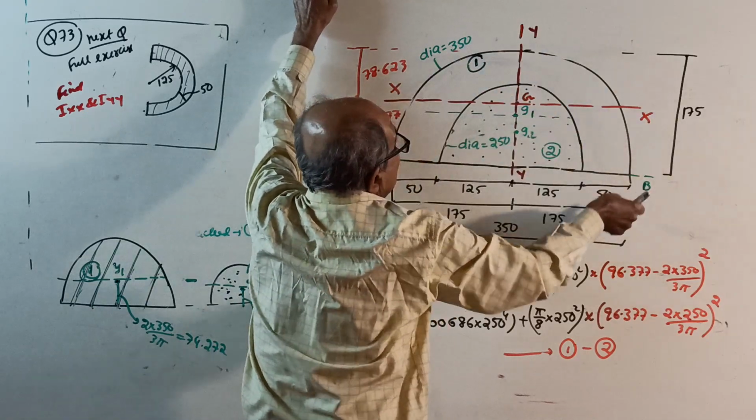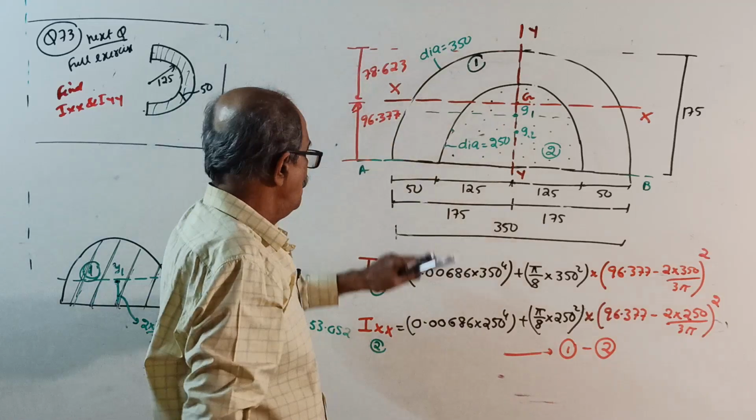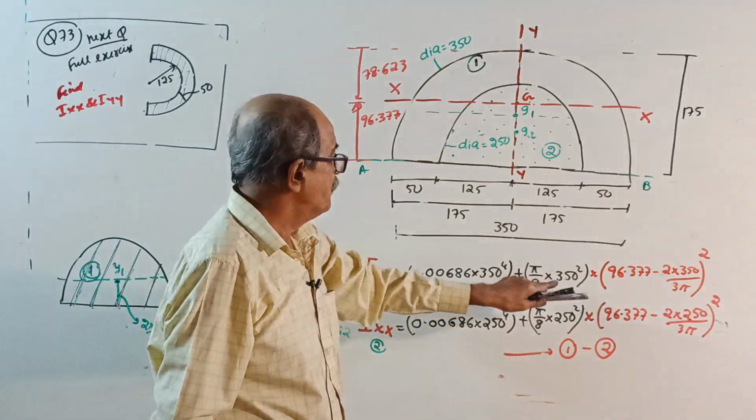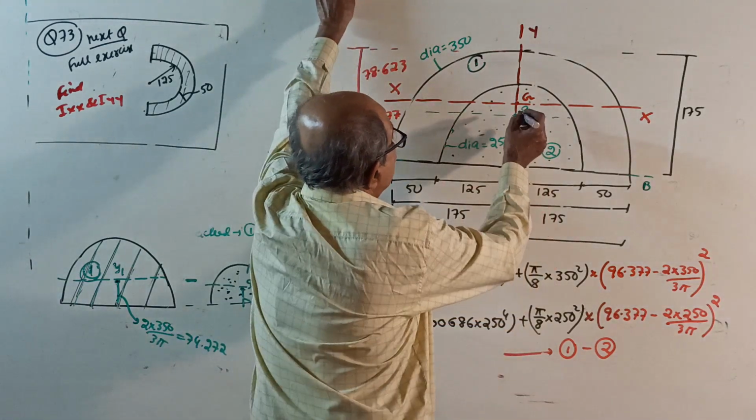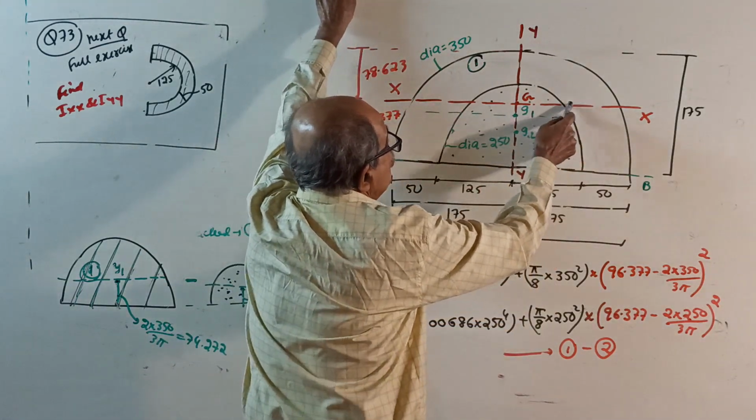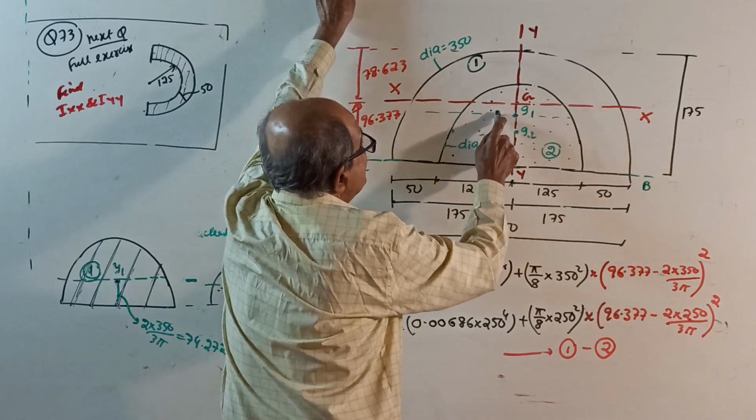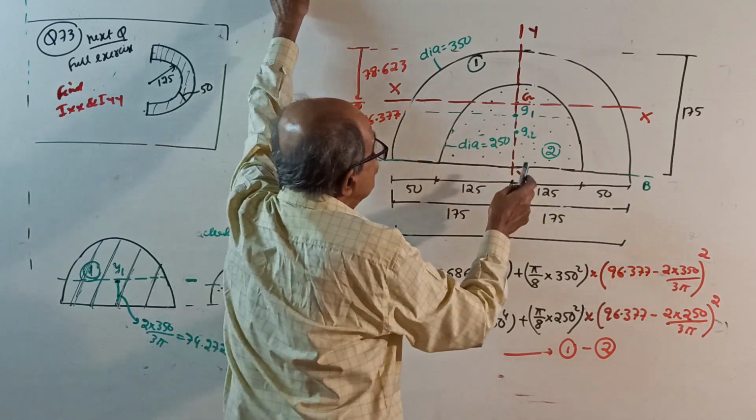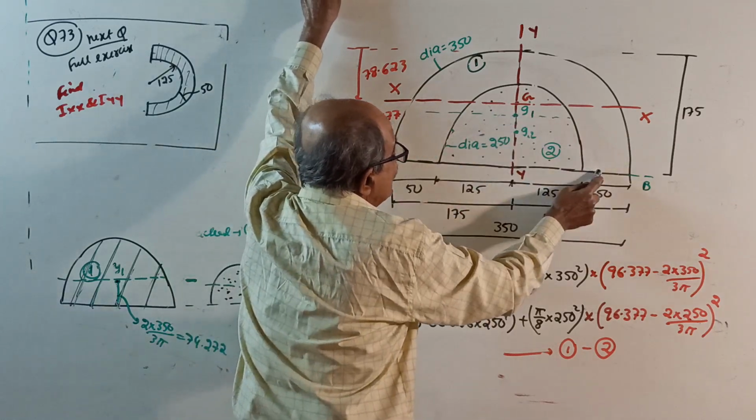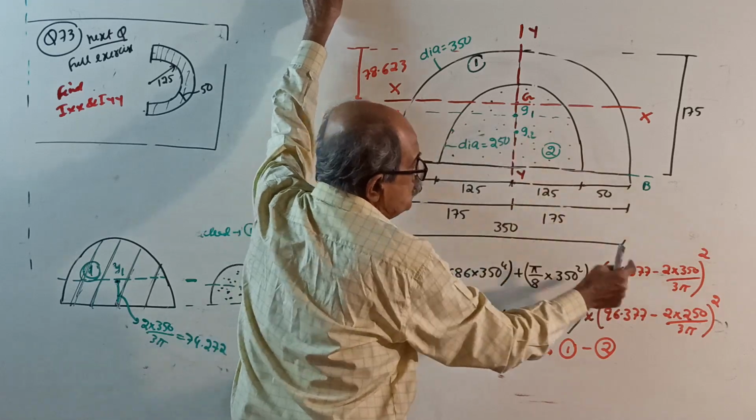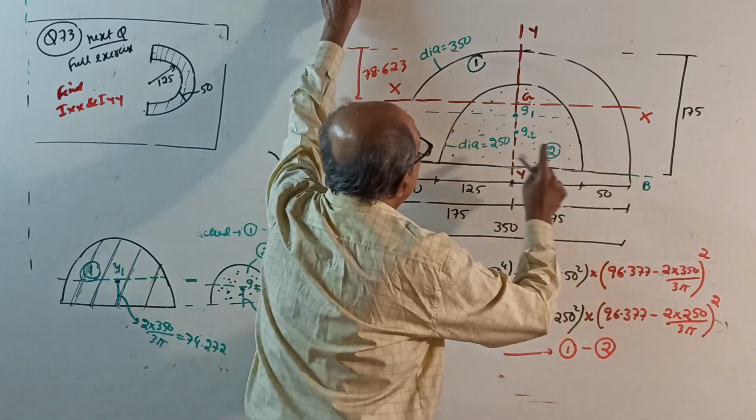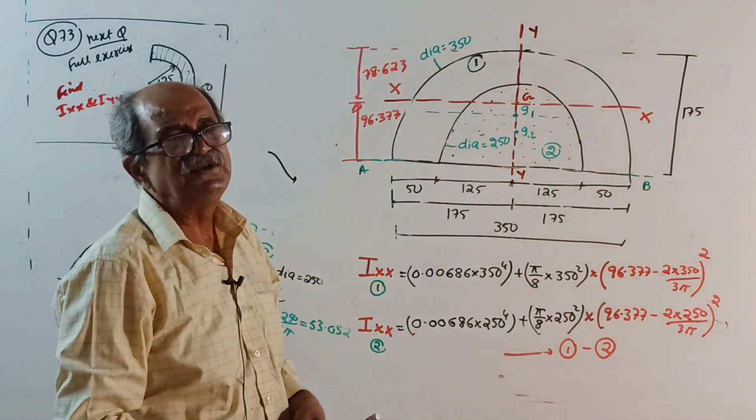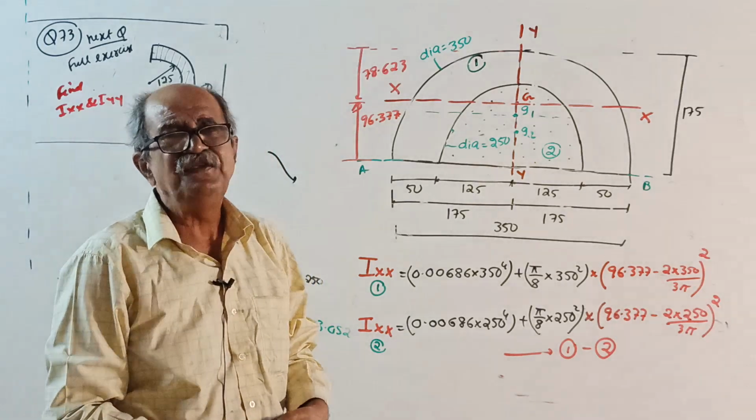For a semicircle, this is not symmetrical. So, 0.00686 into diameter power 4 plus area into the distance from centroid G1 to xx. See, this distance square is 96.377 minus the distance of G1 from here, which is 2 into 2d by 3 pi, 2 into 350 by 3 pi, whole square. How much I explained earlier, so this is sufficient.